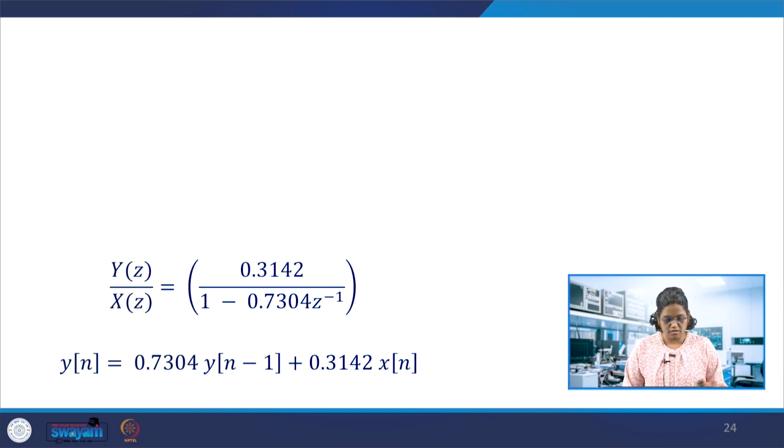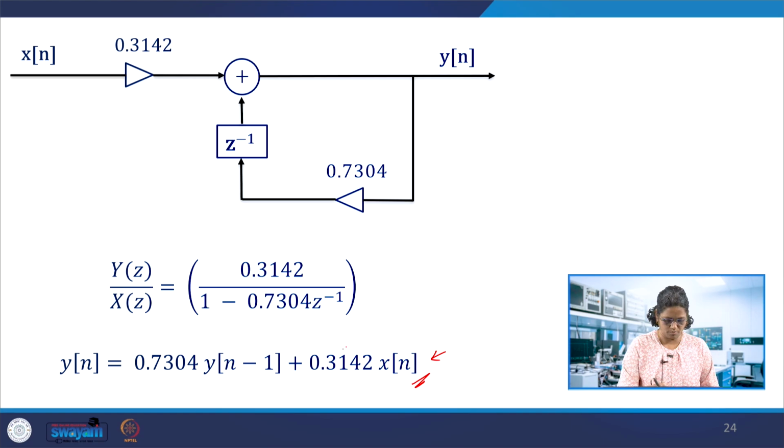After getting this expression, the transfer function for that discrete filter, we take the inverse, cross multiply and take the inverse of Y of n, so 0.7304 y of n minus 1 plus 0.3142 x of n. So we will draw the structure for it: x of n multiplied by 0.3142, which is b naught alone, and then y of n multiplied and delayed. This can be delayed and multiplied as well, by 0.7304, and added to get the y of n.